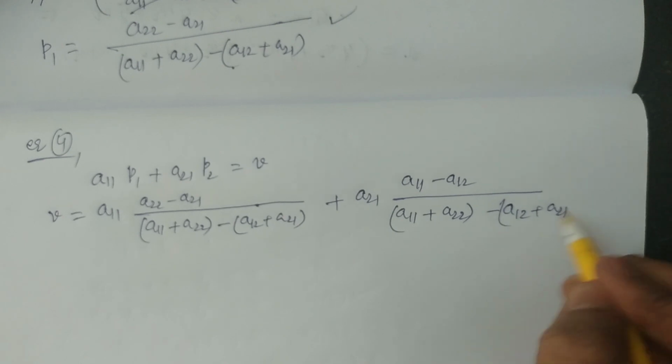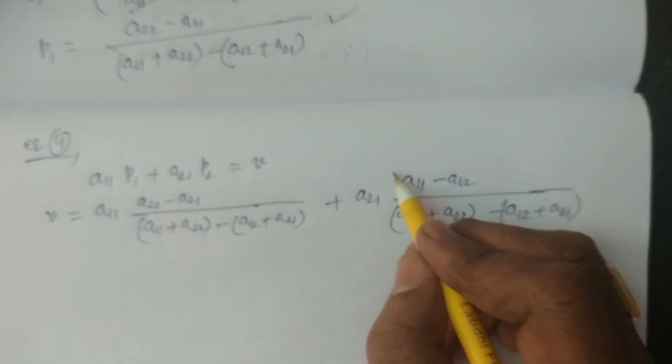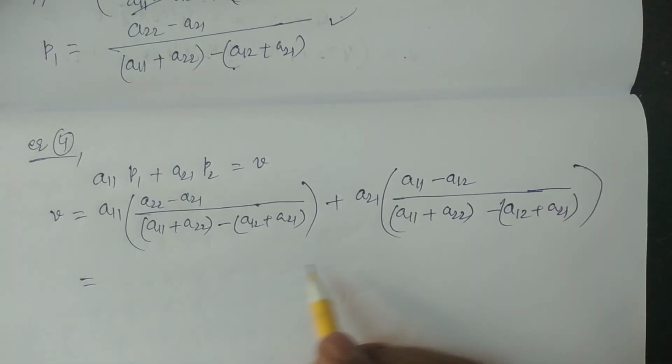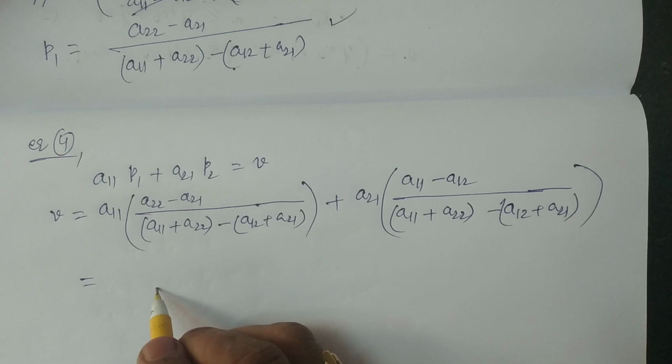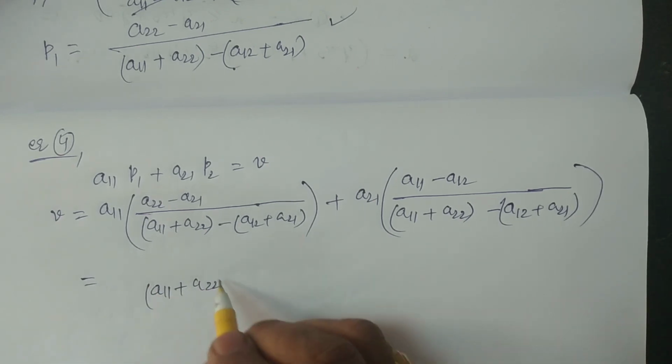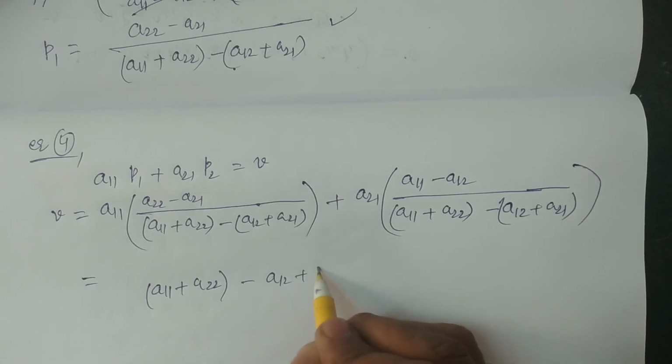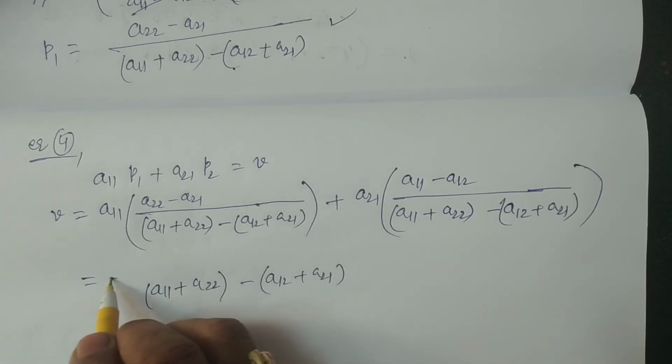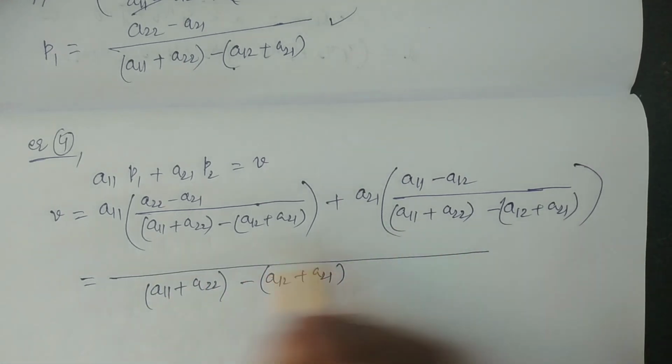Clear? These are the values of P1 and P2 we have substituted. Now if you multiply and just take an LCM, both the values are in the denominator: A11 plus A22 minus of A12 plus A21. By taking the LCM, this is a common one.